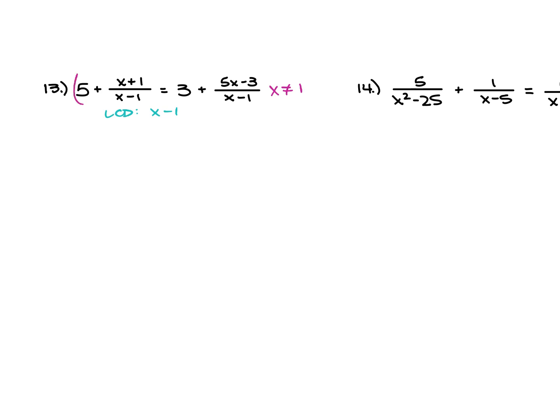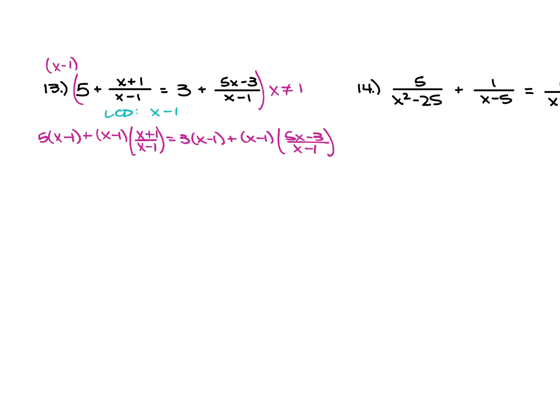If we multiply the entire equation by that x minus 1, this is going to give us 5 times x minus 1 plus x minus 1 times x plus 1 over x minus 1 is equal to 3 times x minus 1 plus x minus 1 times 5x minus 3 over x minus 1.